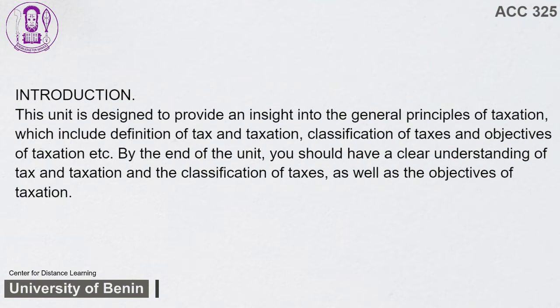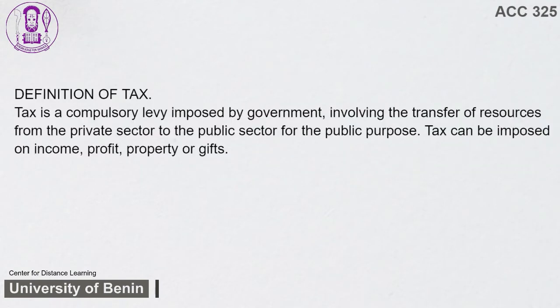By the end of the unit, you should have a clear understanding of tax and taxation and the classification of taxes, as well as the objectives of taxation. Definition of tax. Tax is a compulsory levy imposed by the government, involving the transfer of resources from the private sector to the public sector for the public purpose. Tax can be imposed on income, profit, property or gifts.